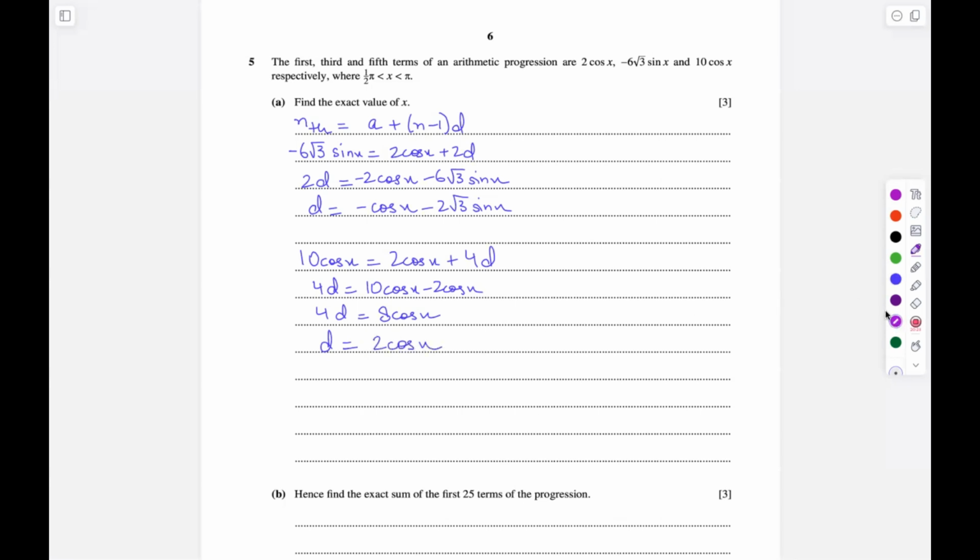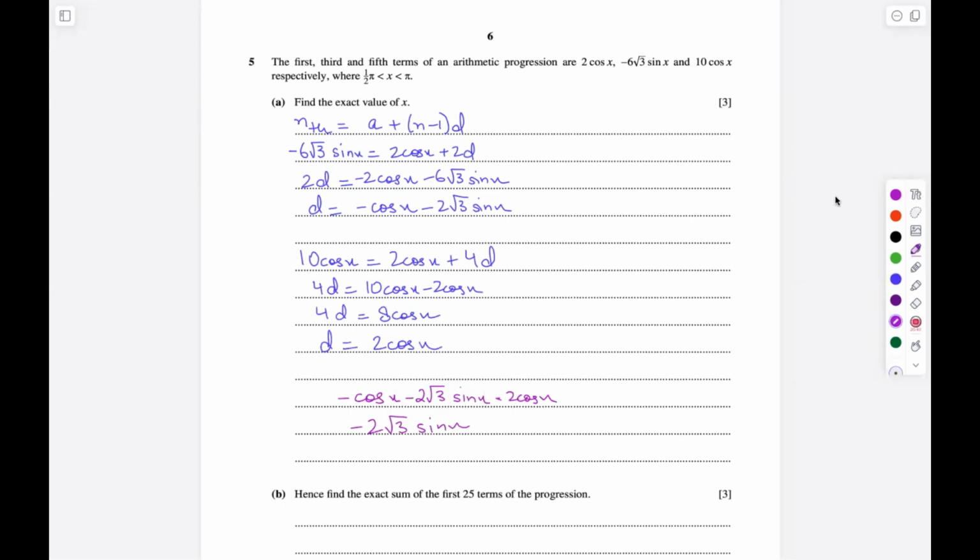Now equating the two expressions for d, this will become minus cos x minus 2 root 3 sin x will be equal to 2 cos x. Taking the cos x on the other side, we'll get, so this will become minus 2 root 3 sin x.